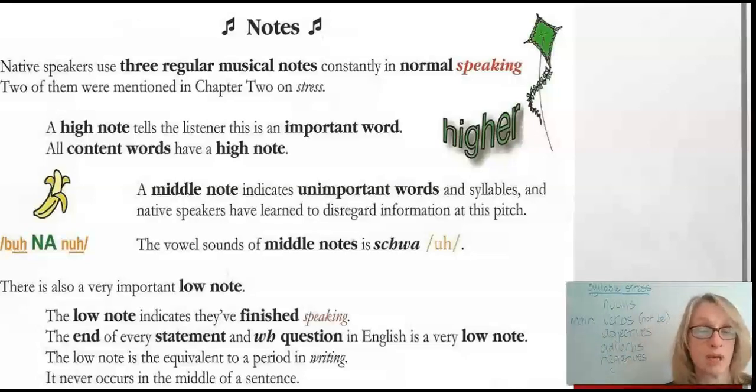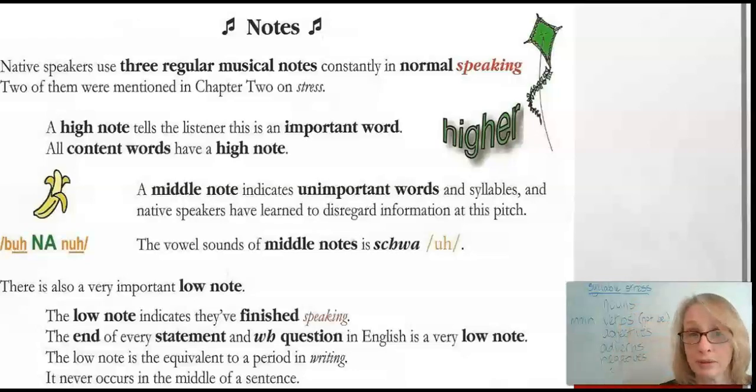But if somebody says, I am. Am is a verb, but it has no meaning on its own. So we have nouns, verbs, adjectives, adverbs, and negatives. All of these are important words. They're content words. So the stressed syllable in the important words are a little bit higher, a little bit louder.